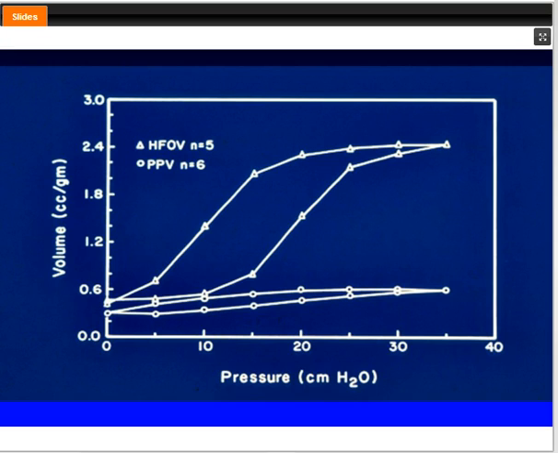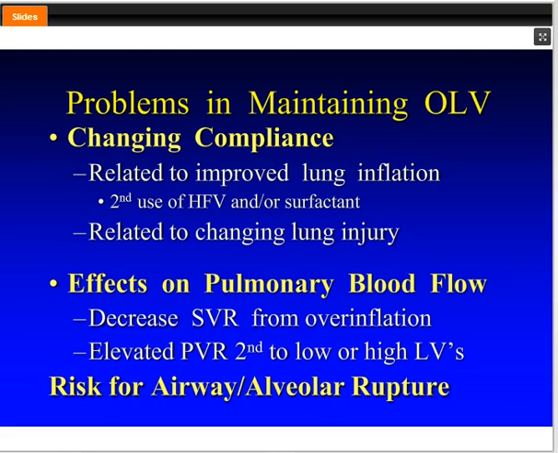So what are some of the problems in maintaining an optimal lung volume? Well, changing compliance. One of the issues is once you get to an adequate mean airway pressure, your lung will inflate, but as you improve compliance, it will continue to inflate. And if you aren't aware of that and don't wean the mean airway pressure, you will wind up over-distending the lung.